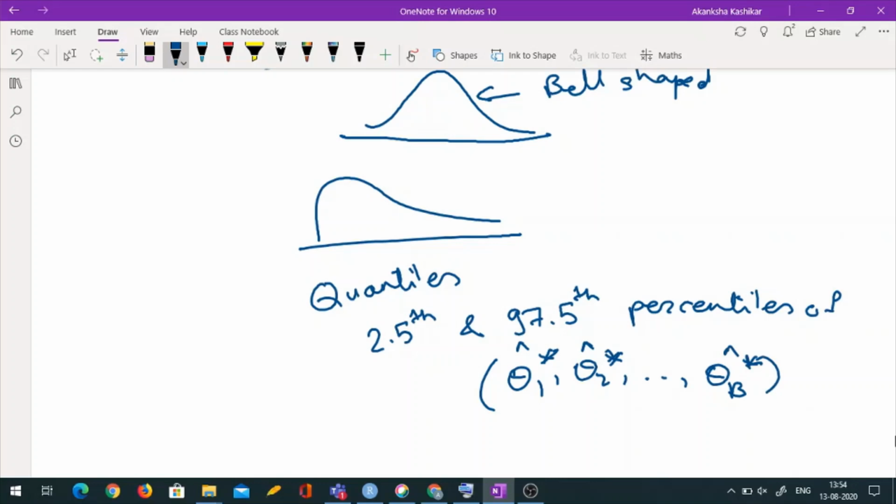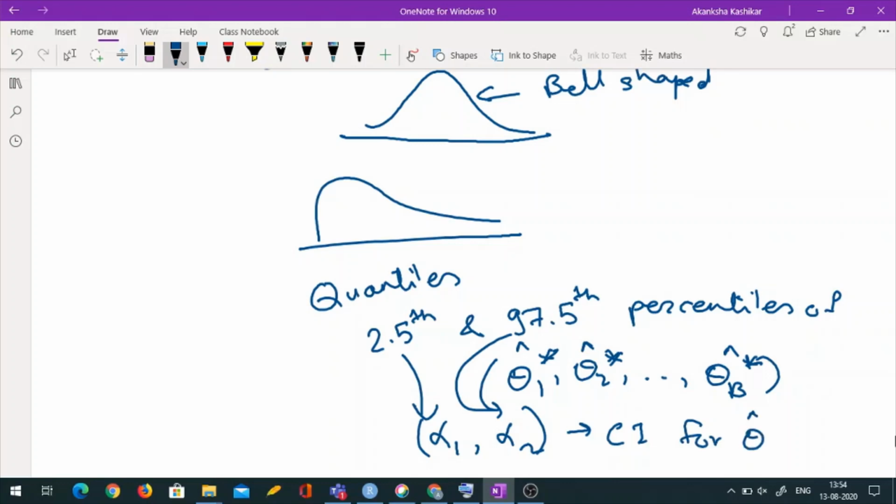I can compute the 2.5th and 97.5th percentiles of these, and let me call them alpha 1 and alpha 2. Alpha 1 is the 2.5th percentile, alpha 2 is the 97.5th. Then this can become my CI for the original theta. Sorry, not theta hat, I'm sorry, original theta.